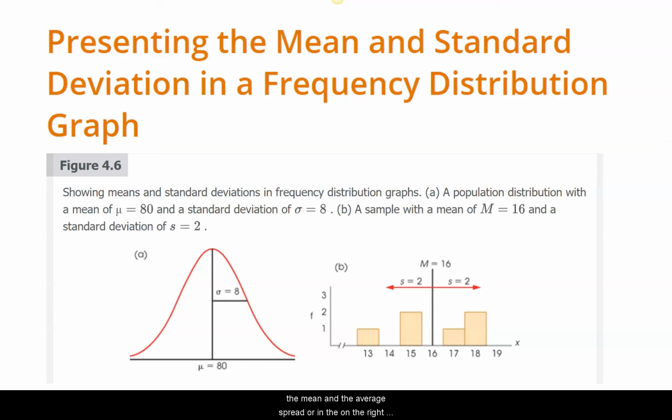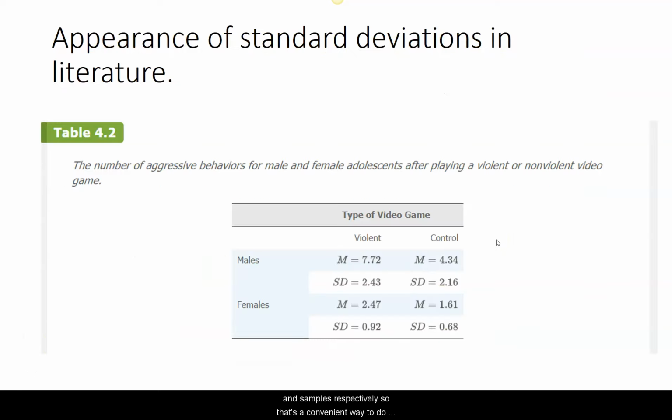Or on the right, where I have a mean of 16 in some separate example with a standard deviation of 2. Either way, in this case, of course, we're faithfully representing that the characters are different, mu and sigma versus capital M and S, with populations and samples respectively. So that's a convenient way to do it.